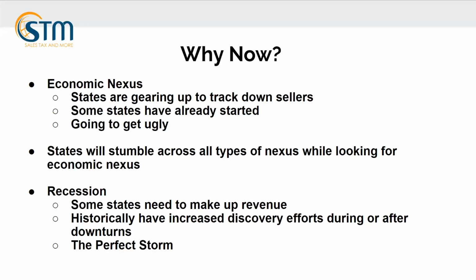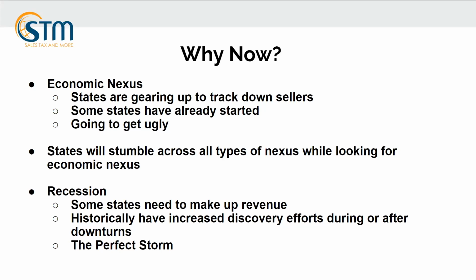Why now? Why is this so important now? And the reason is, roughly 50 to 60% of companies are not compliant or fully compliant when it comes to economic nexus. And the states know that, and they're gearing up to track down sellers. A lot of states have already started. They started this process prior to the pandemic. Some states put it on hold. When these states are gearing up, they're looking for economic nexus, but they're going to stumble across all types of nexus while looking for this economic nexus.